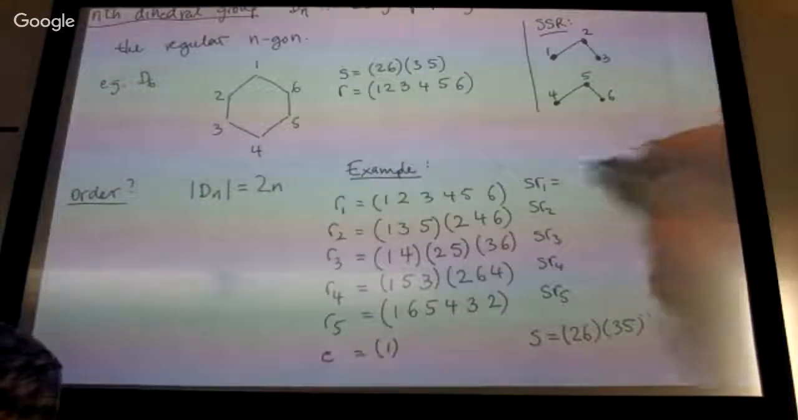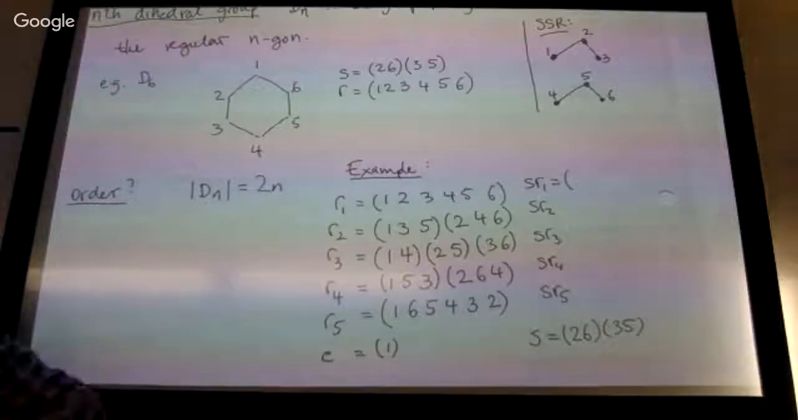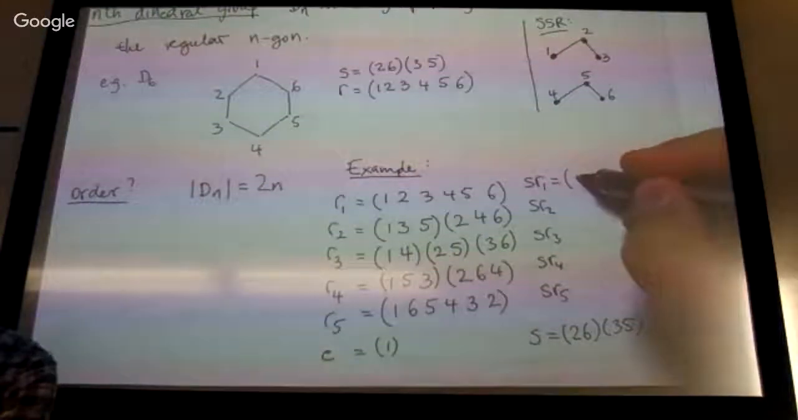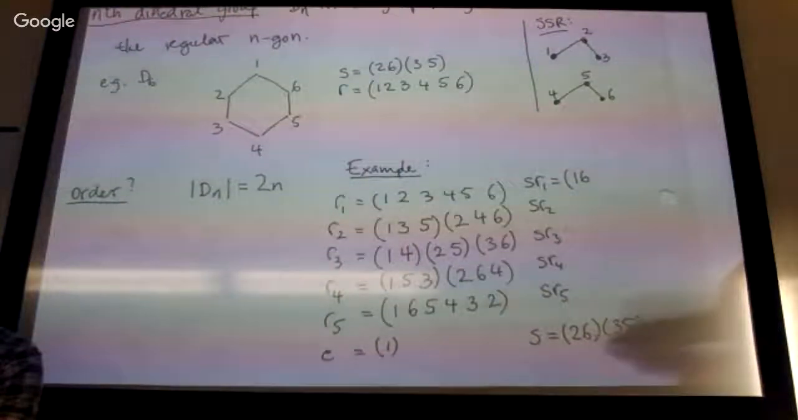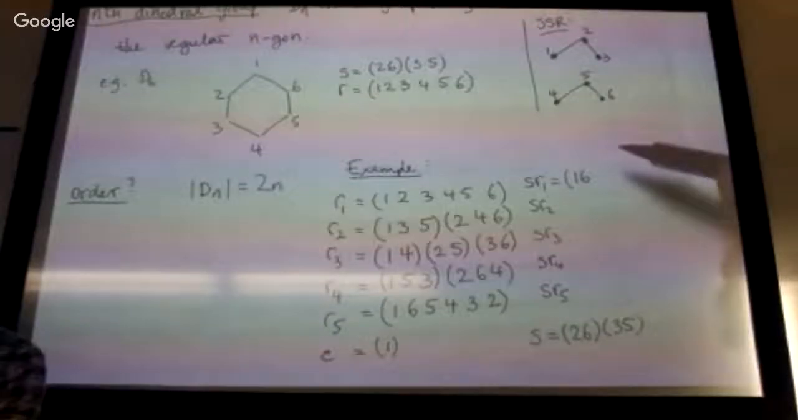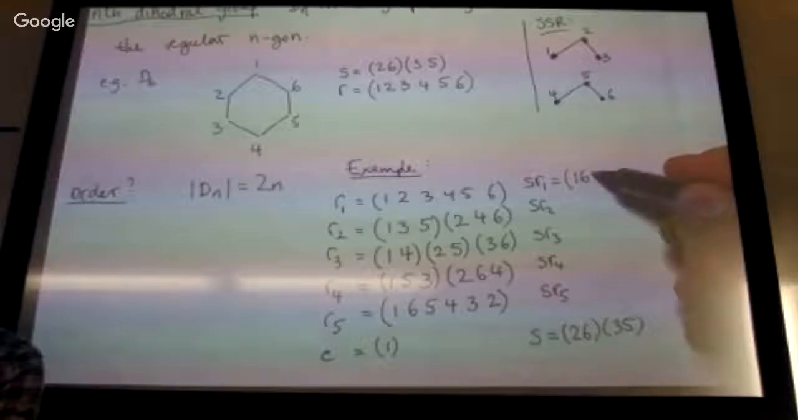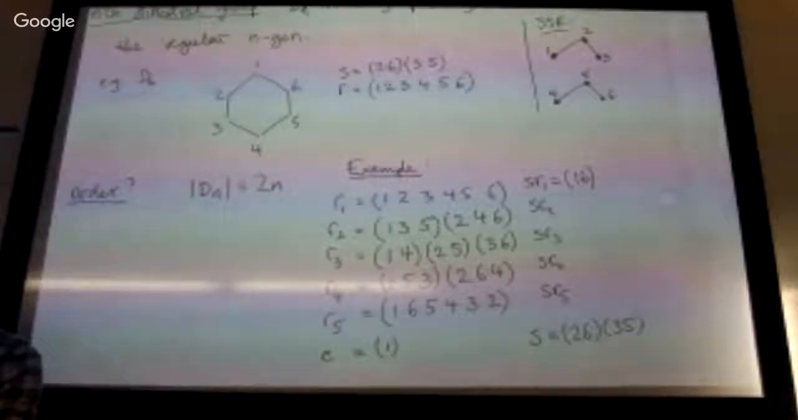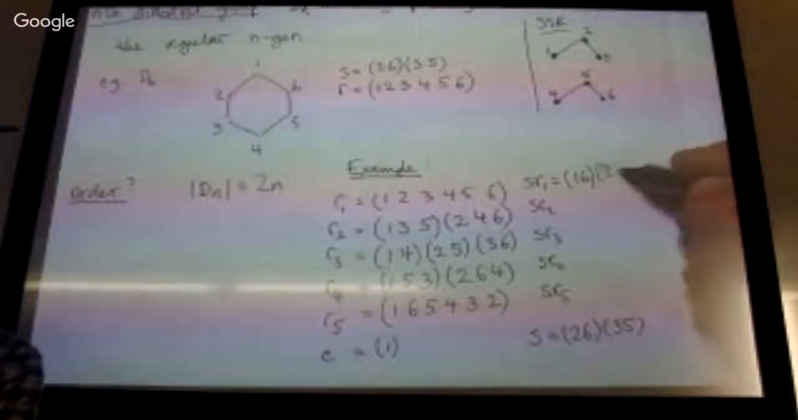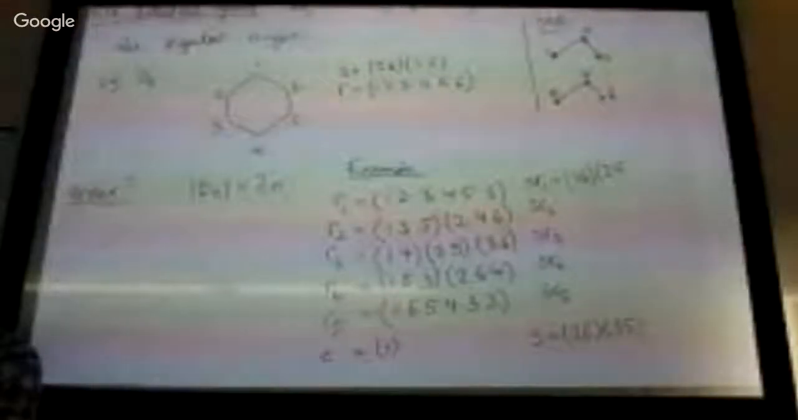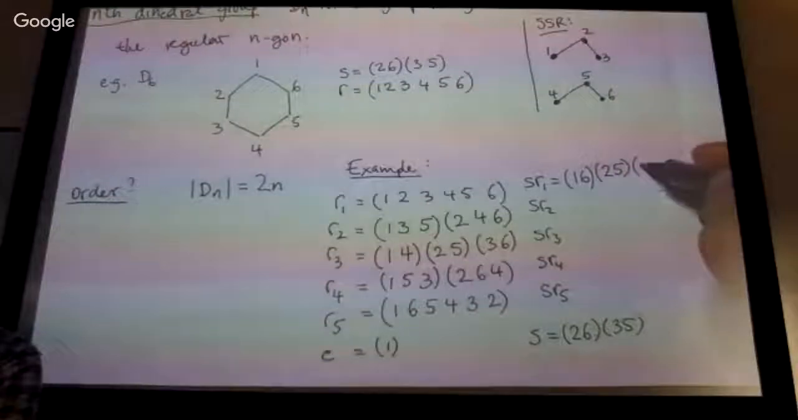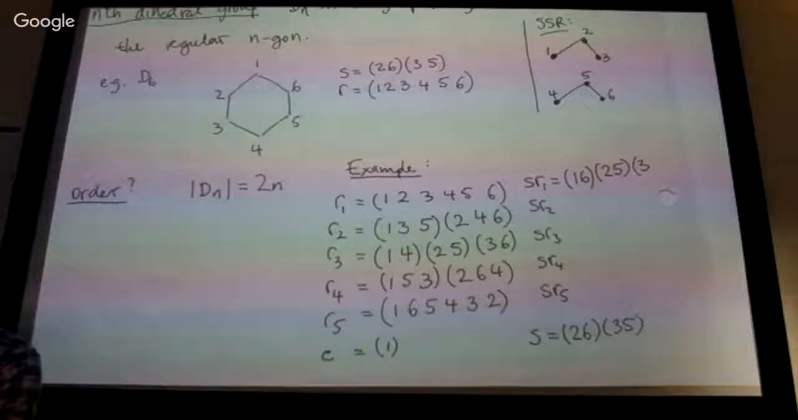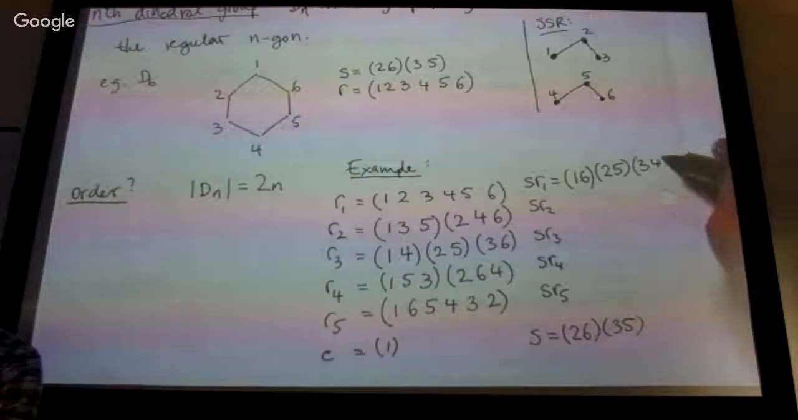But okay, so if I do SR1, which means I'm doing R1 first and then S. So where does 1 go? 1 goes to 6, because 1 goes to 2, goes to 6. 6 goes to 1 goes to 1. 2 goes to 3 goes to 5. 5 goes to 6 goes to 2. Okay, so that's this one. And 3 goes to 4. Stays at 4. So it has to be this.